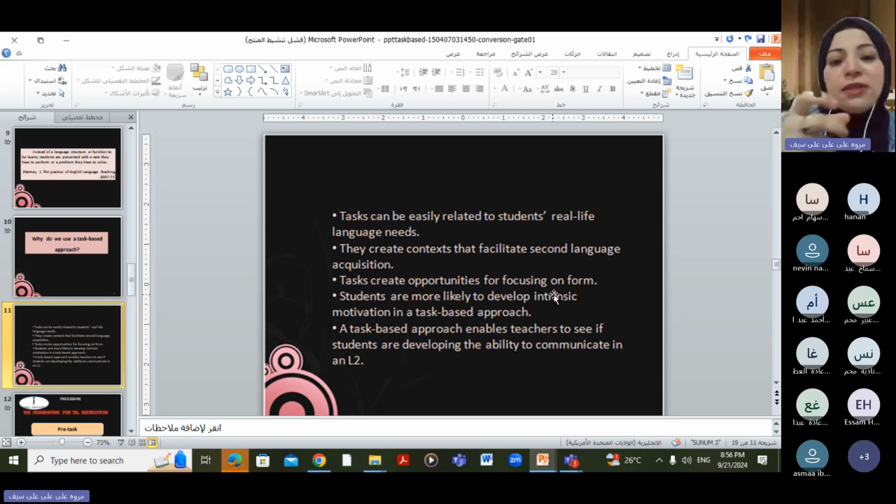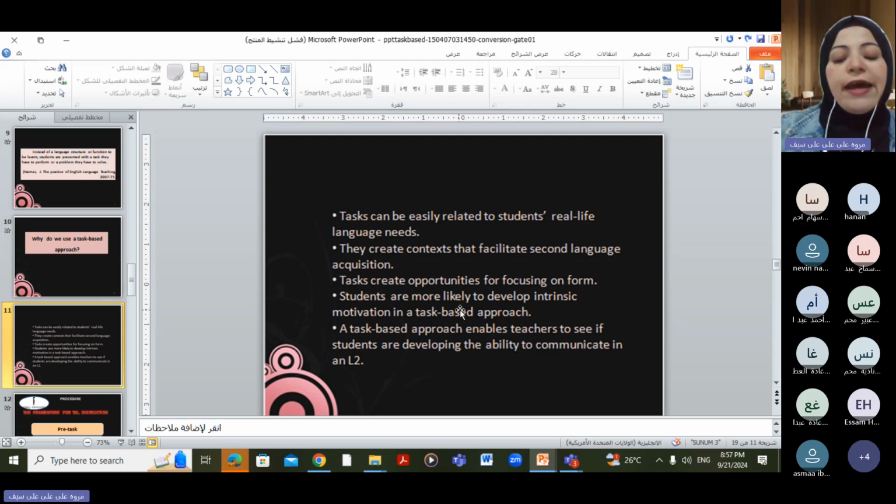Small tasks, simple tasks that take time to prepare, but they need language, vocabulary, expressions, and structures, and they can do it, but they have to collaborate together. And it's similar to real life. It's meaningful, and it brings the world into the classroom. So if we can see here, it's related to the students' real life language needs, and they create contexts, situations, I mean something meaningful, context, situation, an experience, okay, that facilitates second language acquisition.